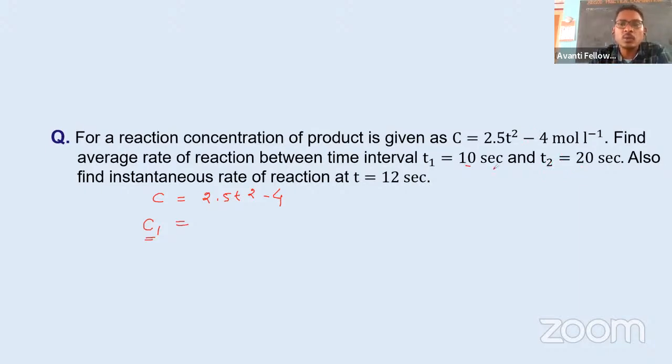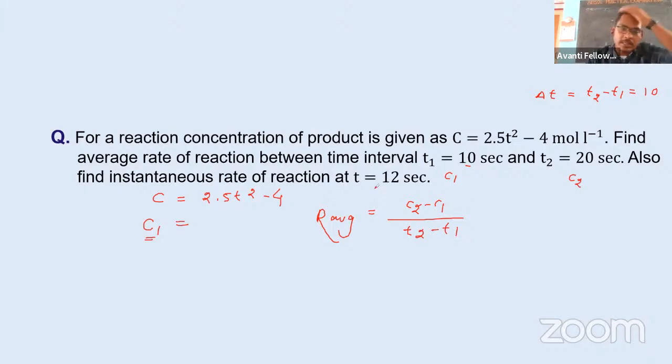After that, what is the total time? Total time equal to T2 minus T1, that is 10. So this is the total 10, and we just divide by this. You will get C1 at T equal to 10 second and C2 at T equal to 20 second, so I will find the average rate. Average equal to C2 minus C1 by T2 minus T1. If you put those values, you will get the answer.